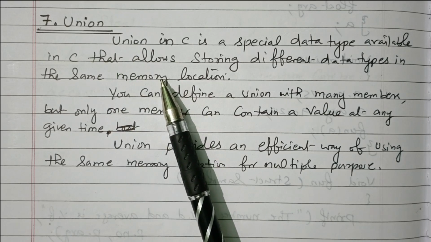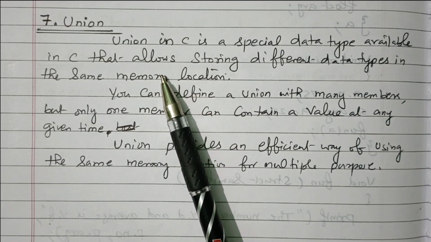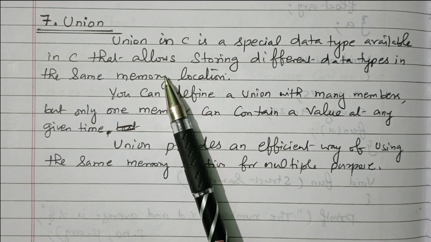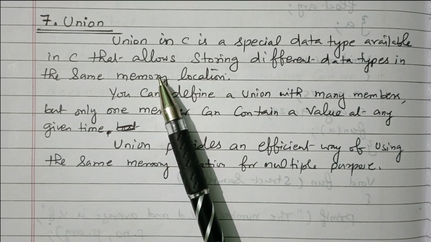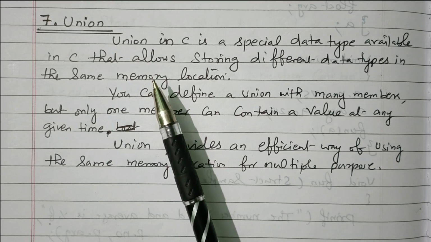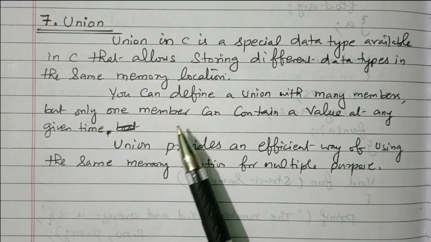For example, railway reservation: passenger name, destination, source, like that. So many data are available, and the data are overwritten. No need to store all the data while booking the ticket. Once the data is processed, we can store another data in the same location. That is the concept of union. But in structure, different memory locations are allocated.